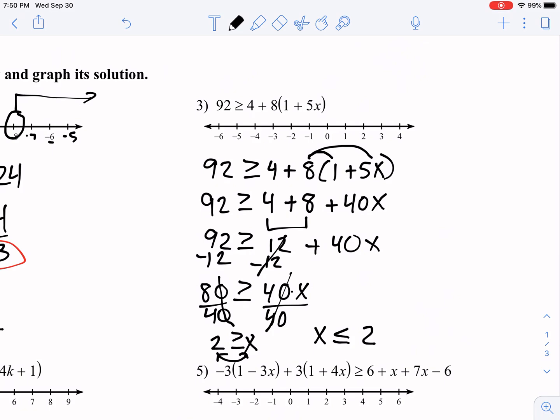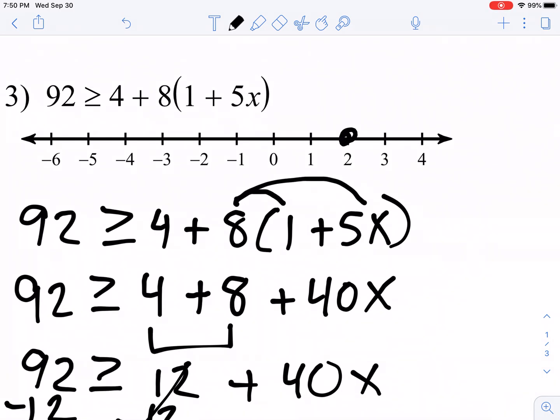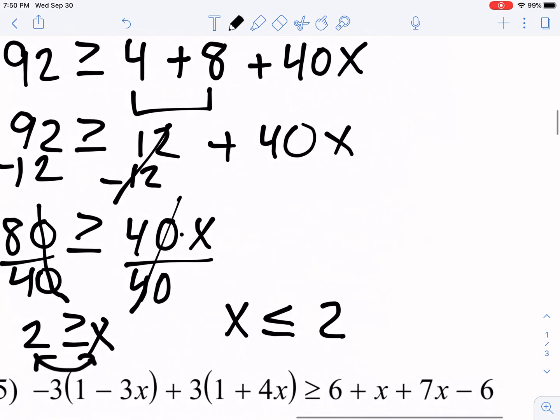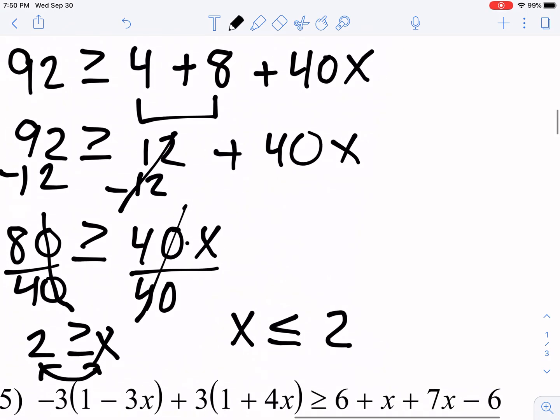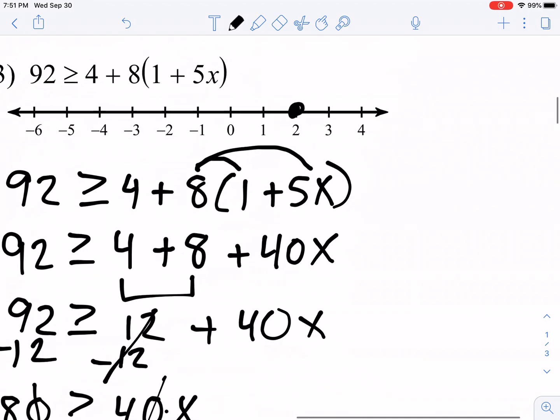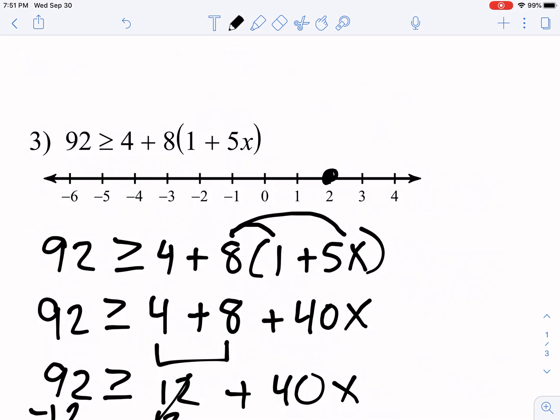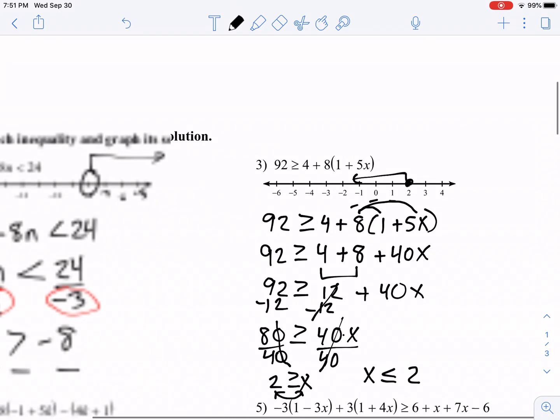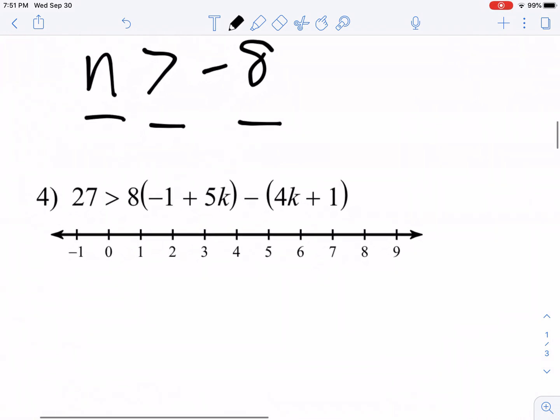So are we going to use an open circle or a closed dot? Closed dot at 2. And again, we could follow the direction of the inequality symbol. This says shade to the left. But just so we understand, this says all the numbers smaller than 2 or equal to 2. Okay? What numbers are smaller than 2? Well, 1, 0, -1, and so on, right? So we're shading to the left. Okay? 2 more examples here.